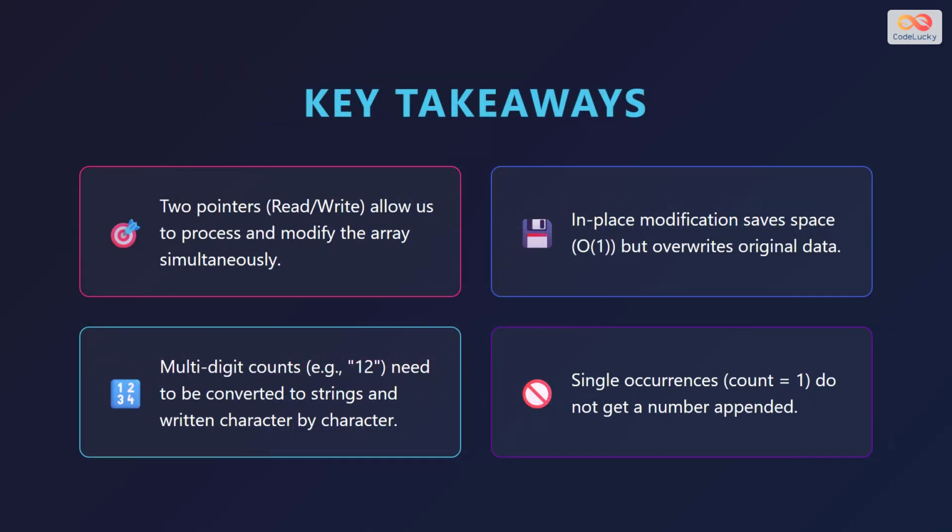To summarize, use the two-pointer technique to separate the reading and writing processes. Remember that we are modifying the array in place to save space. Be careful with multi-digit counts and ensure you don't append a number if the count is exactly 1.